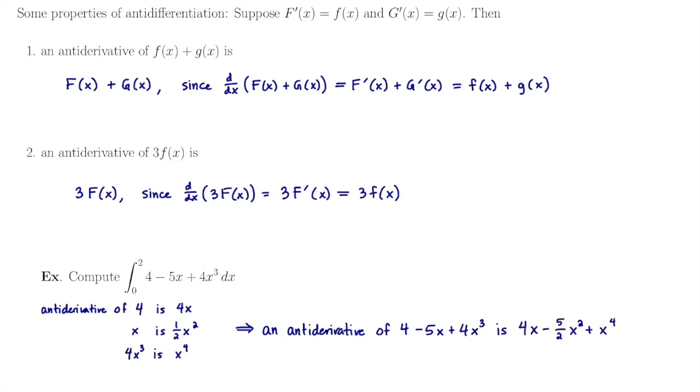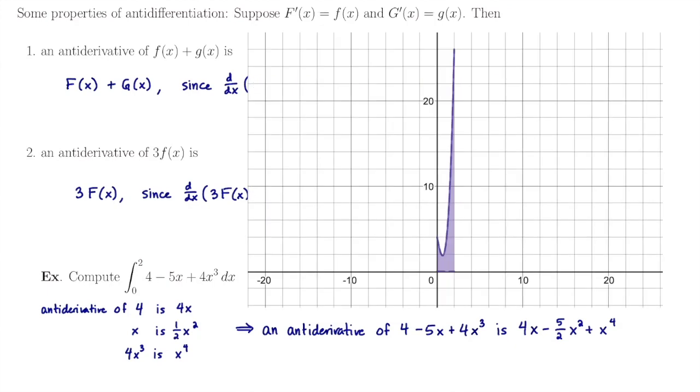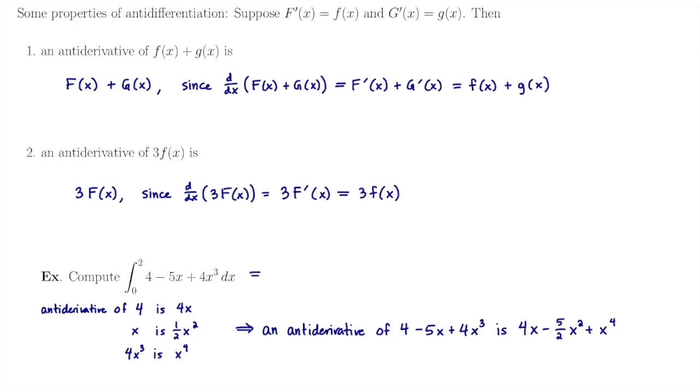Now, according to the fundamental theorem of calculus part 2, the area under the curve y equals 4 minus 5x plus 4x cubed between 0 and 2 is exactly 4 times 2 minus 5 halves times 2 squared plus 2 to the 4th, minus 4 times 0 minus 5 halves times 0 squared plus 0 to the 4th. And if you add all that up, it's actually 14 square units of area.